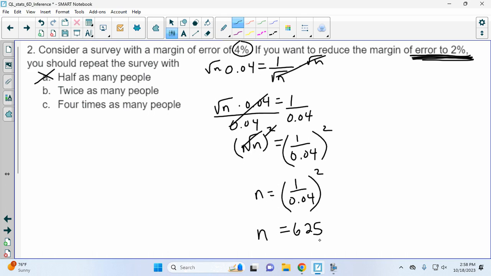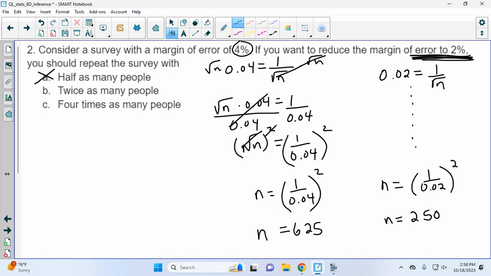Well, what is it when we have a 0.02? We're going to do the same thing. 0.02 equals 1 over the square root of n. I'll spare you the details, but it's exactly the same algebra. You get n equals 1 over 0.02 squared, which ends up being 2,500.